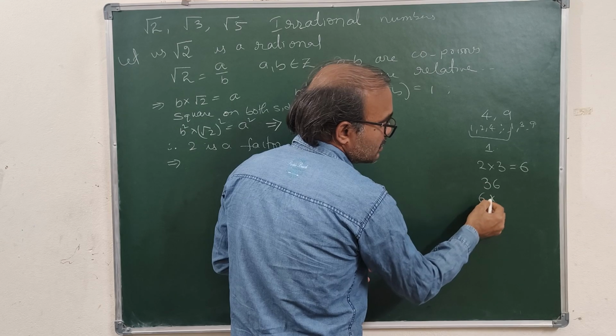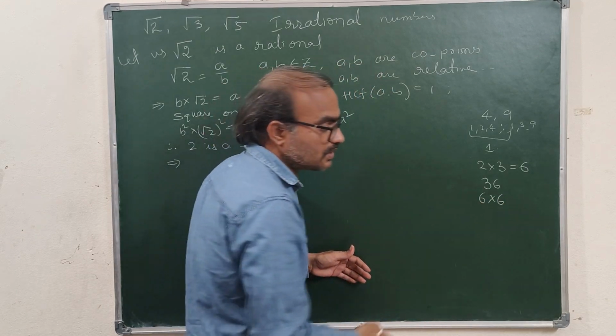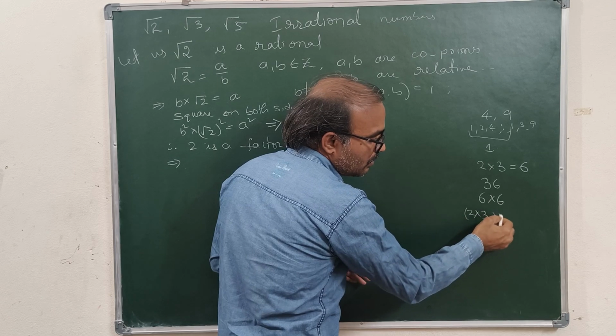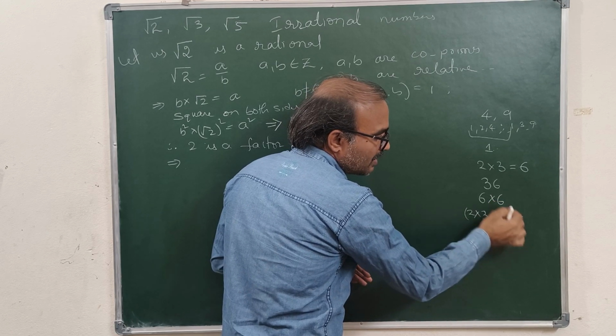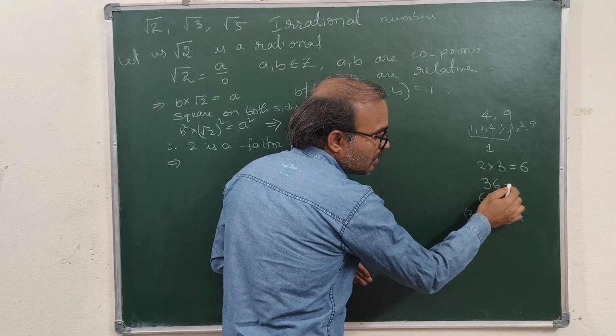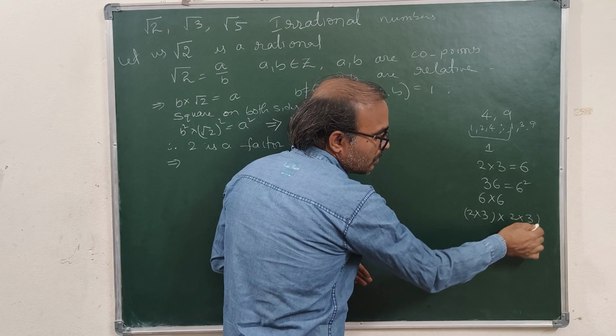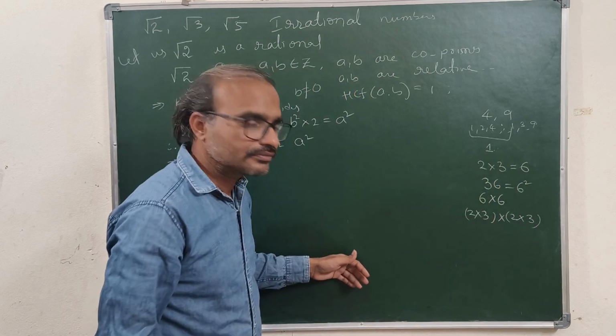36 I can write as 6 into 6. So 6 into 6. How do you write 6? 2 into 3. I am prime factorizing 36. Simple. 36 is nothing but 6 square, right? So 2 into 3. Observe carefully here.